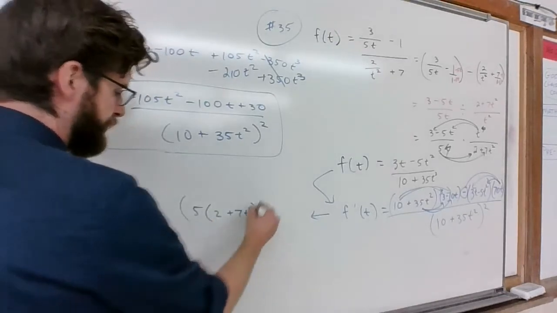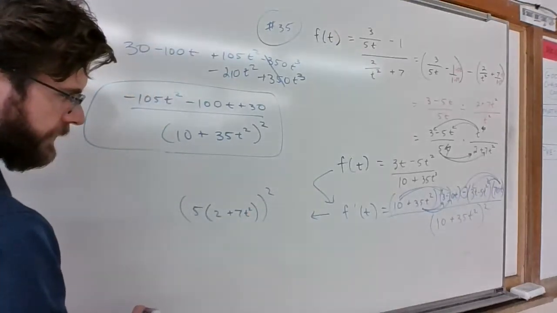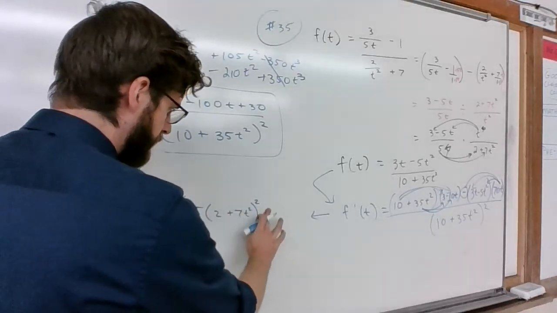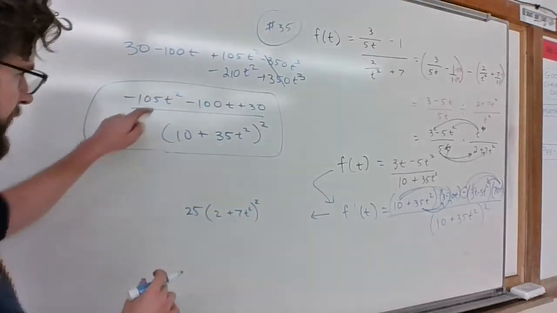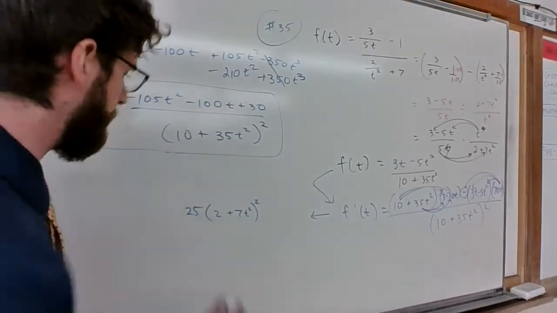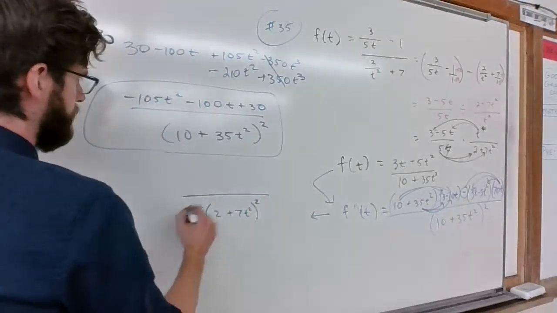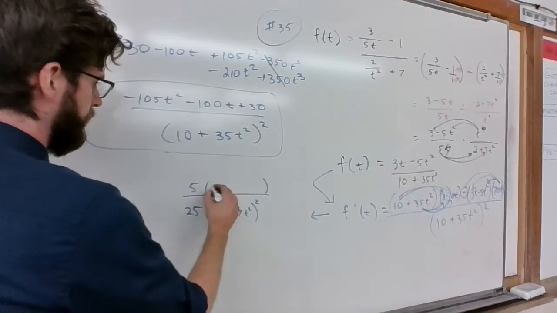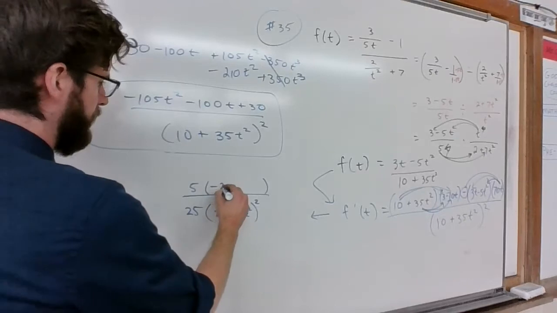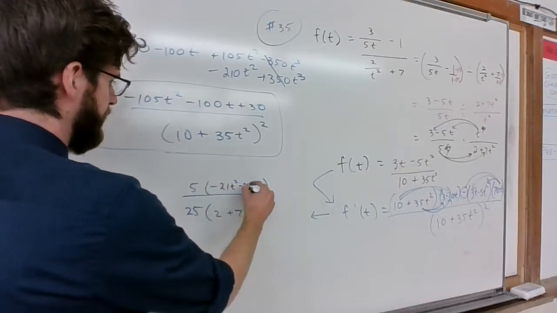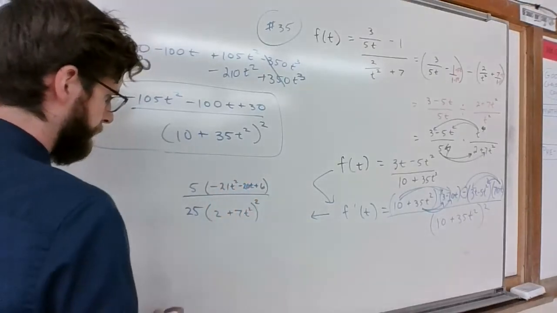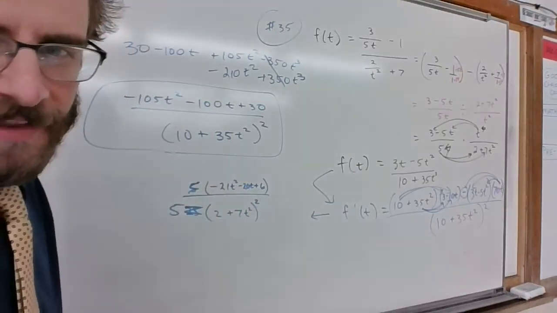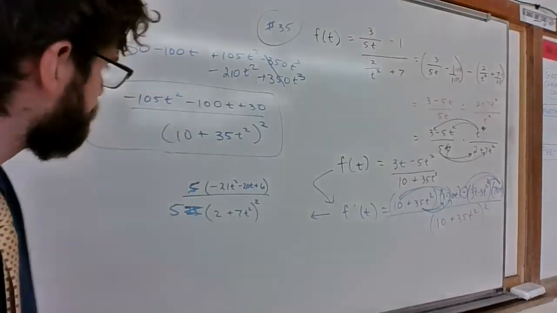And everything is still squared here. But I can distribute that squared and call this 25 and call this squared. And then I could take a 5 out of every part of the top. So that'd be negative 21t squared minus 20t plus 6. So it'd be something like that. That might be the simplest version.